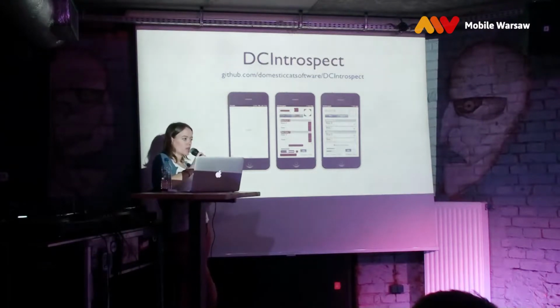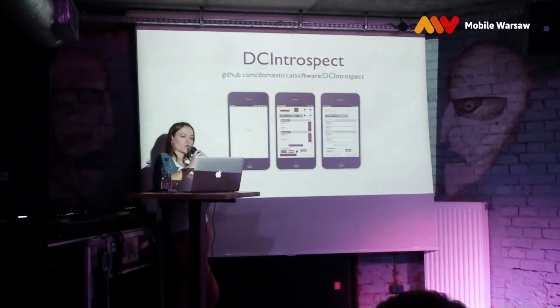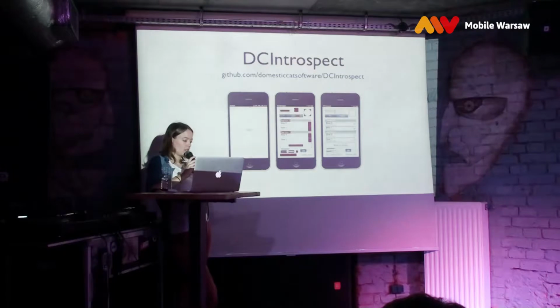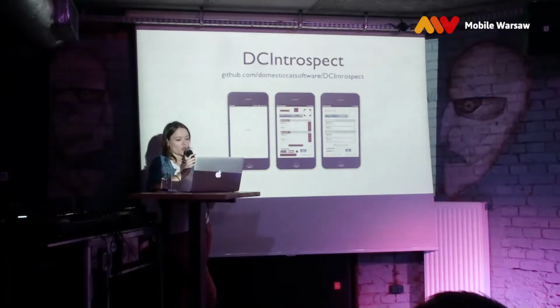Then there is DCIntrospect. This is a set of small tools that you link into your application while debugging on a simulator, and it's very helpful when debugging UI layouts which are dynamically created or changed during the runtime. So it can show you the actual size of elements and stuff like that.